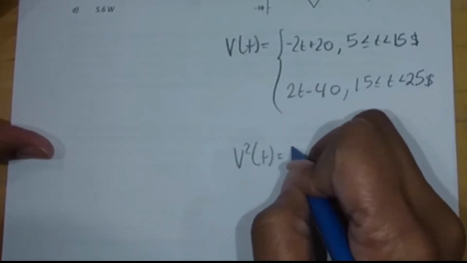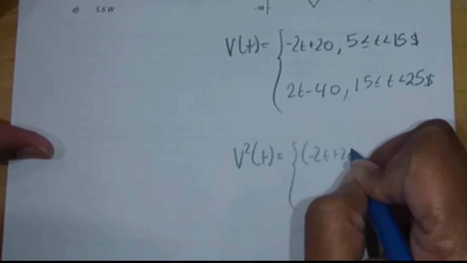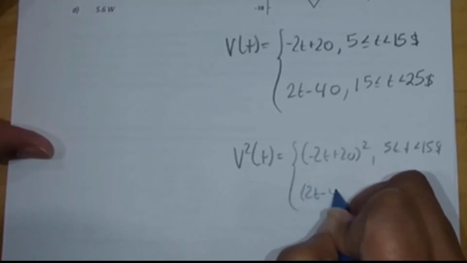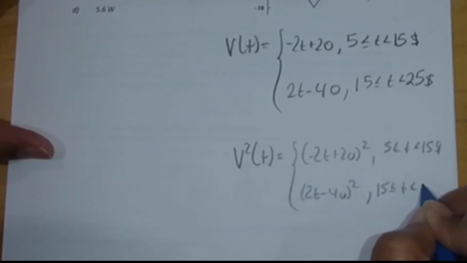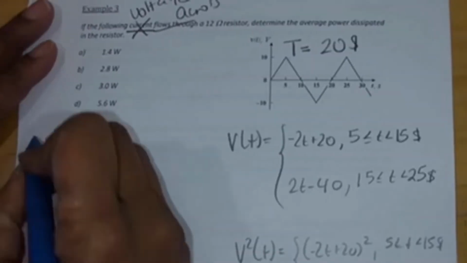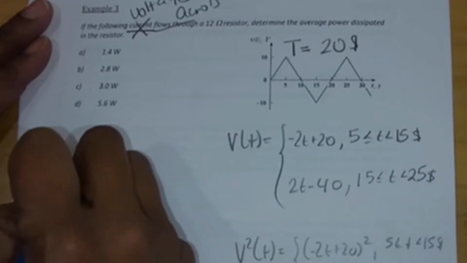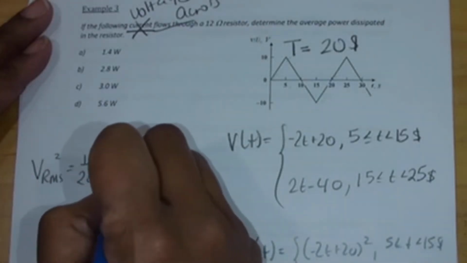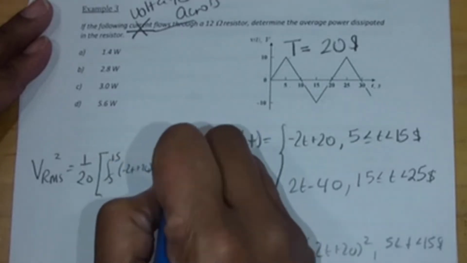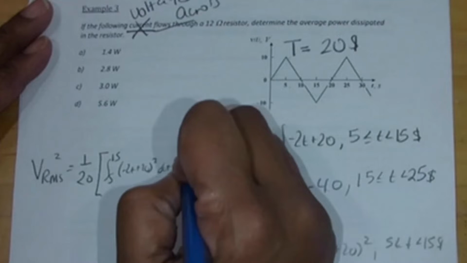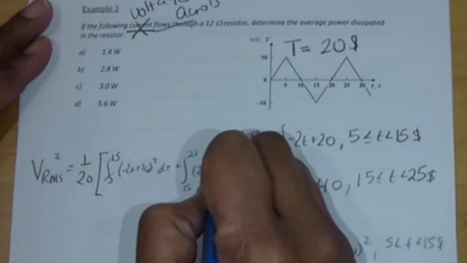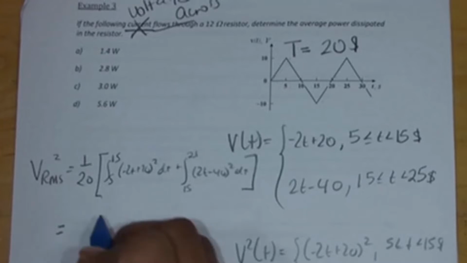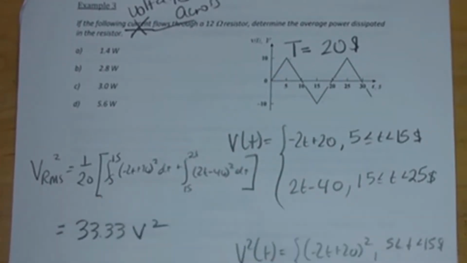V squared of t is going to be negative 2t plus 20 squared for now, and 2t minus 40 squared for this one. I'm going to give you the answer. I know if you had time, you could do it, but VRMS squared equals 1 over 20, the integral from 5 to 15 of negative 2t plus 20 squared dt, plus the integral from 15 to 25 of 2t minus 40 squared dt. If you do that, you get 33.33 volts squared.